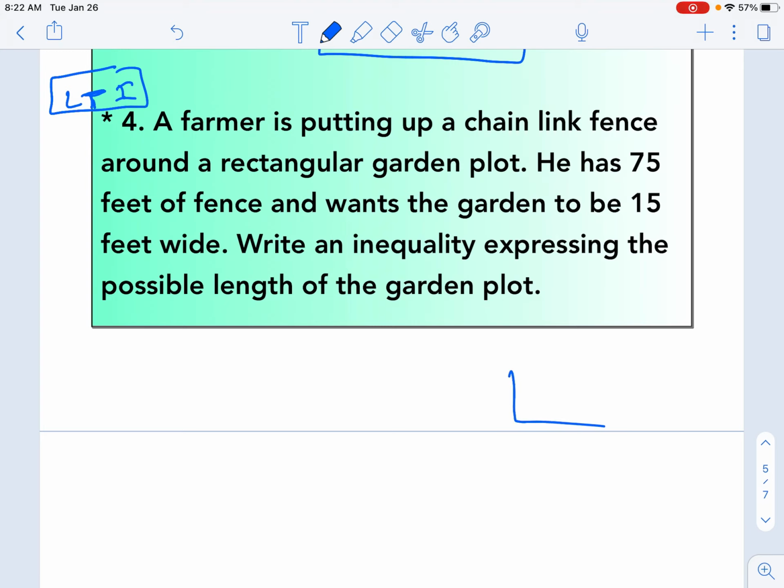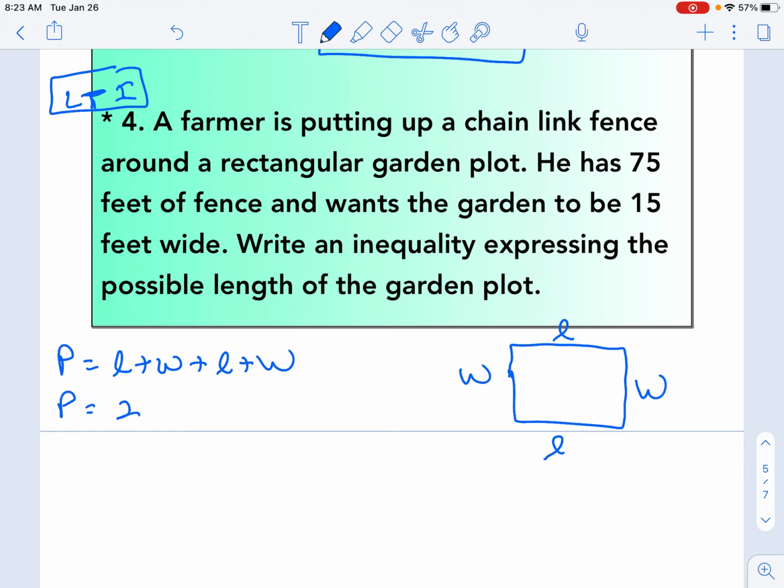So let's just draw a picture here first. That's what a rectangle looks like. And the rectangle has a length and a width, okay? And we know that the perimeter is adding the length and the width and the length and the width together. So we know our perimeter is equal to the length plus the width plus the length plus the width. Or some of you might remember that it's really 2 times the length plus 2 times the width.